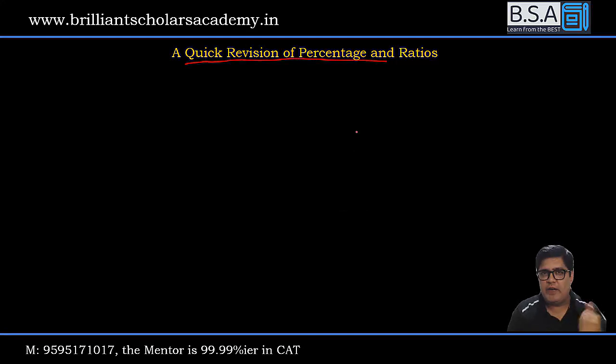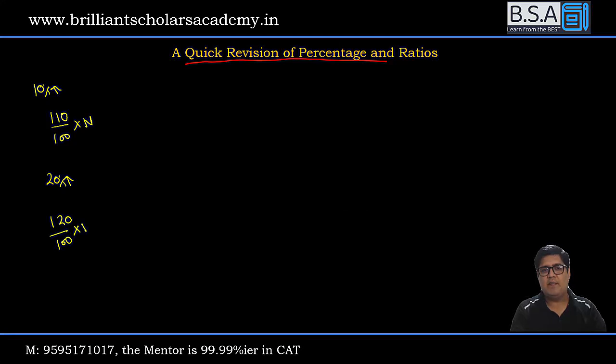So first thing I want you guys to recall is how do we increase or decrease percentages? Let us revise that first. If I'm looking for 10 percentage increase, I will multiply 110 upon 100 with any number I want. I'm looking for 20 percentage increase. I will multiply 120 upon 100 with any number I want. The increase is done. I'm looking for 15 percentage decrease. So what is 100 minus 15?